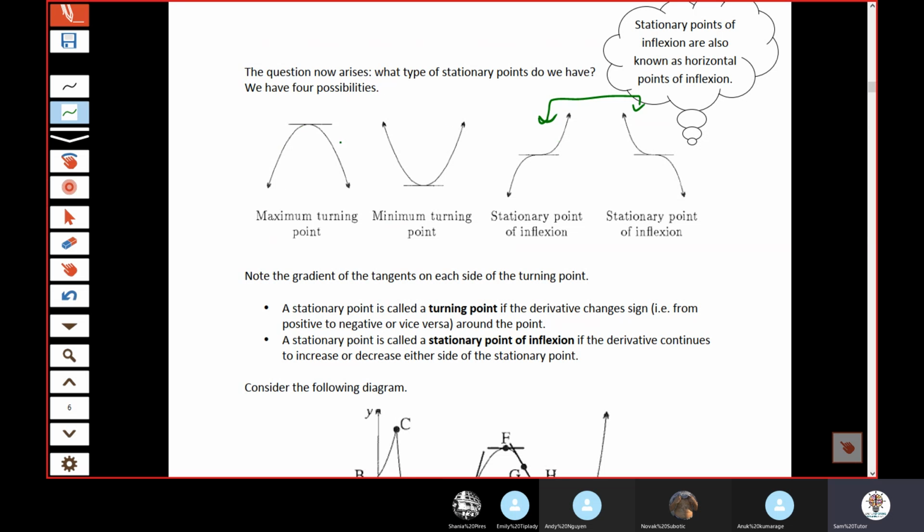So you've got a maximum turning point, or maximum stationary point. You've got a minimum stationary point. And then you've got what is called a horizontal point of inflection. Horizontal point of inflection. Have you seen them before?